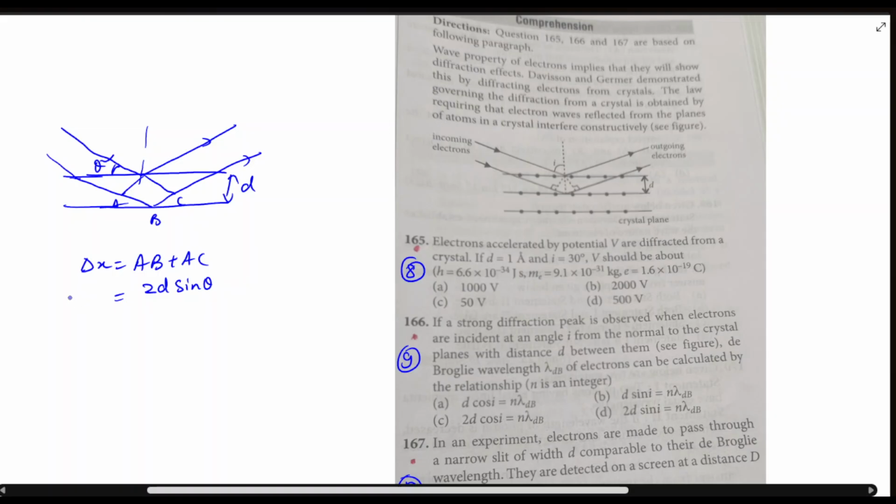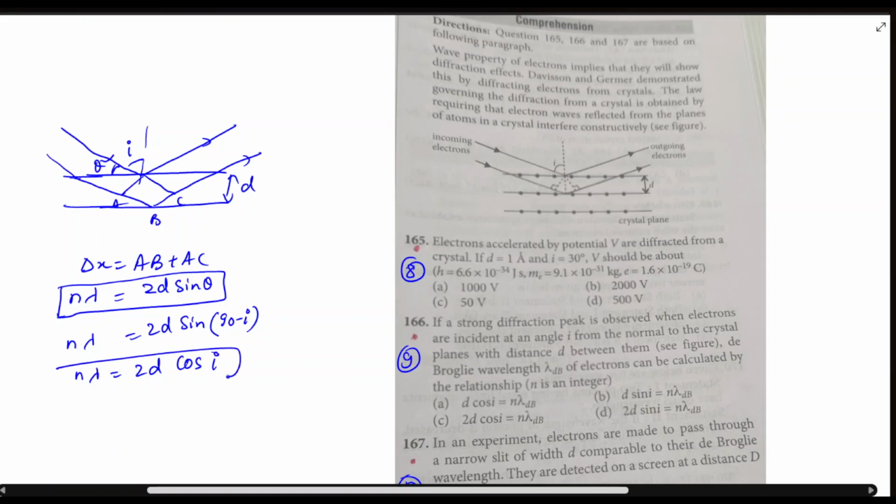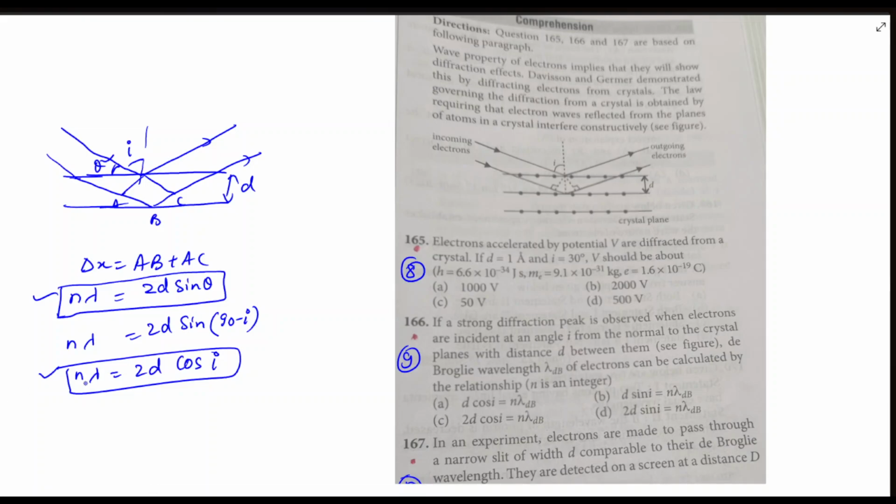And delta x turns out to be, so if we are talking about constructive interference, then this will be like this. And if you want to consider it in i, so it will be 2d sine. So if this is i, then this will be 90 minus i, right? And n lambda will turn out to be 2d cos i, right? So we can use either this or this according to the question. So if i is given, then we'll not use this, we'll use this, right?